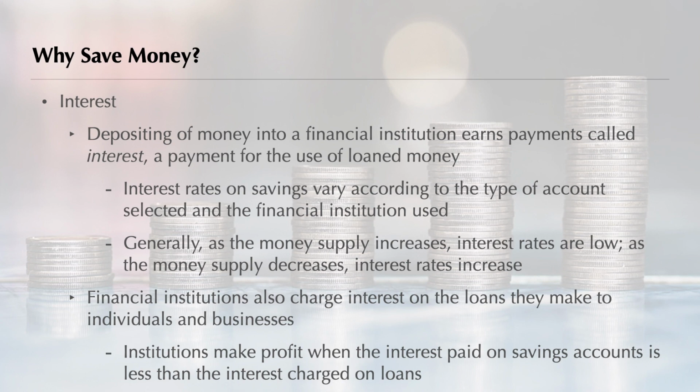Financial institutions, such as banks, also charge interest on the loans they make to individuals and businesses. Again, this interest is a payment for the use of the loaned money. Basically, a bank or other financial institution makes a profit in part by charging more interest on loans than it pays on savings deposits.